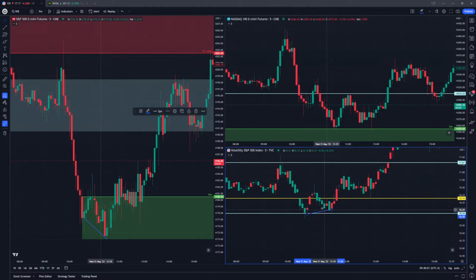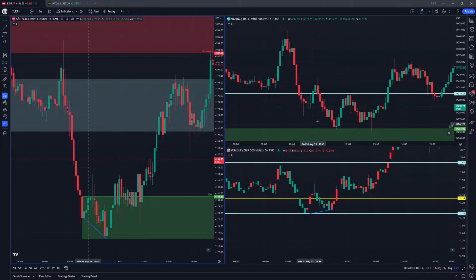Because again, divergence, guys, is huge. If there was no divergence on NQ to ES here, but there was divergence on VIX to ES, and there was a demand zone in NQ, these are the little things that add up, you know.